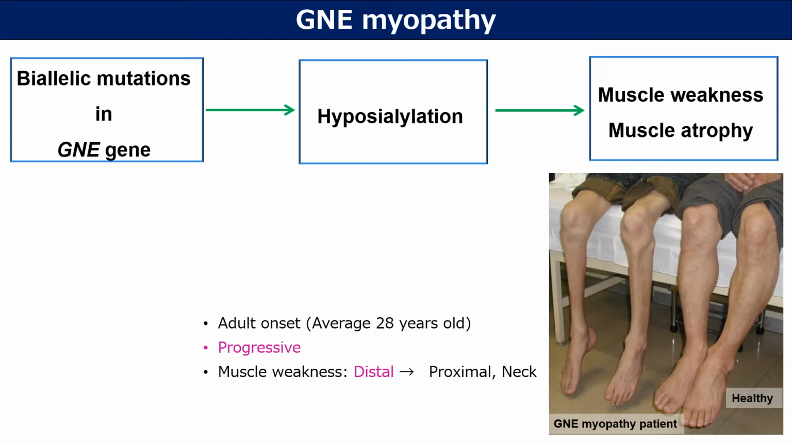As you know, GNE myopathy is an adult onset distal myopathy caused by variants in the GNE gene. The first appearance of symptoms typically occurs in around the third decade of life, and distal muscles are preferentially affected and develop to involve other muscles, leading to loss of ambulation. And as you know, biallelic mutations in GNE gene would lead to hyposialylation, and this is known to be the cause of muscle weakness and muscle atrophy in this disease.